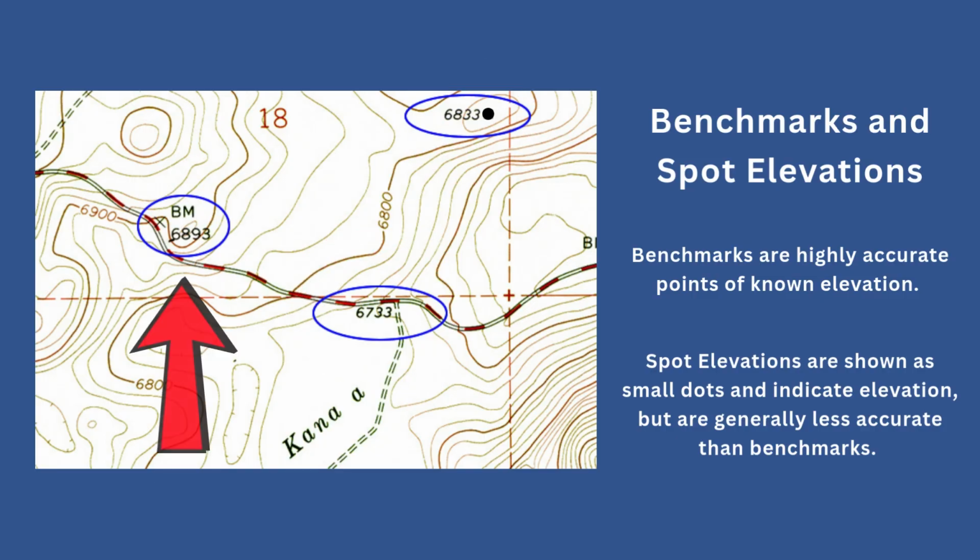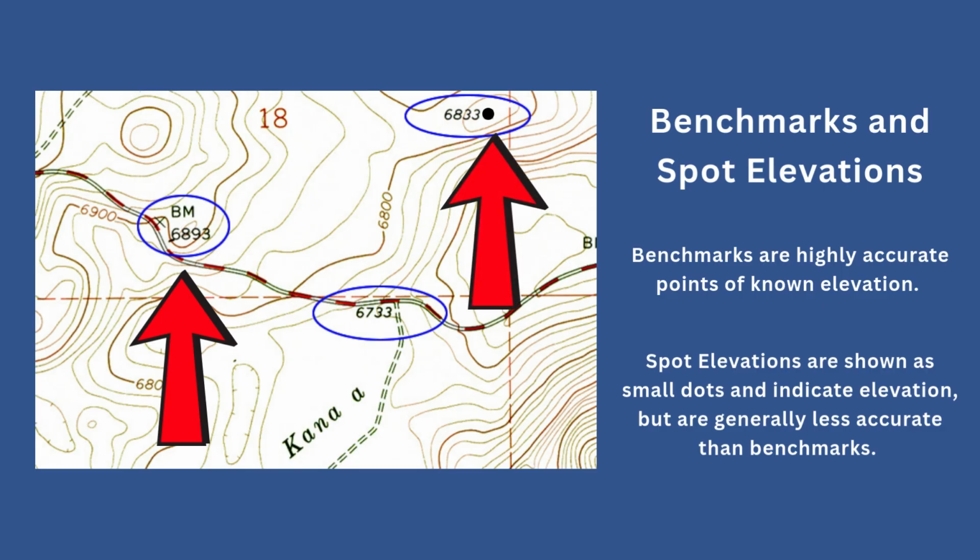In the image, the location marked by X and labeled BM 6893 is a benchmark. The 6833 is a spot elevation for the location marked by the dot on that hilltop. The 6733 is a spot elevation for the road intersection. Recognizing these symbols helps you quickly identify elevation reference points on your map, adding another layer of detail to your terrain analysis.